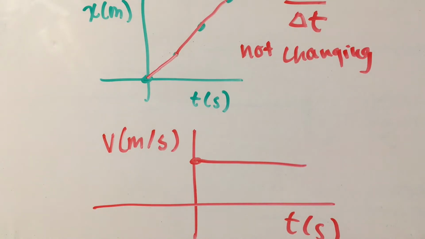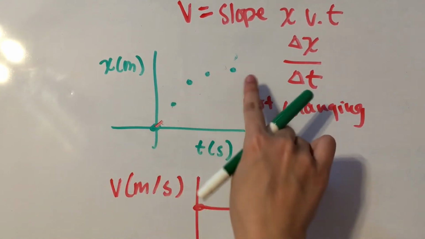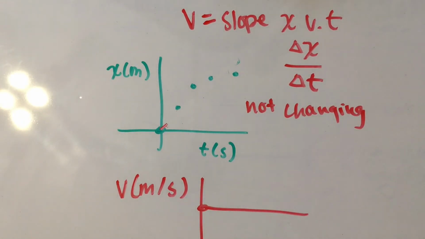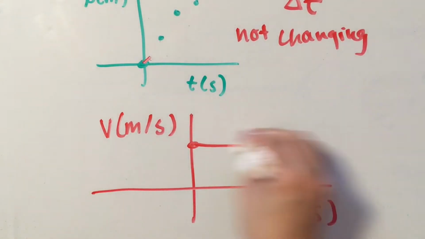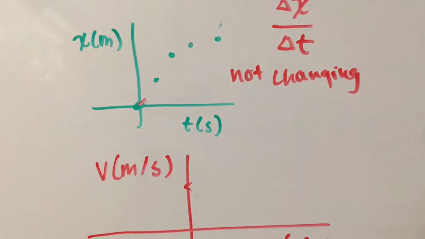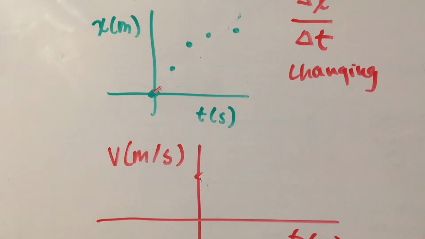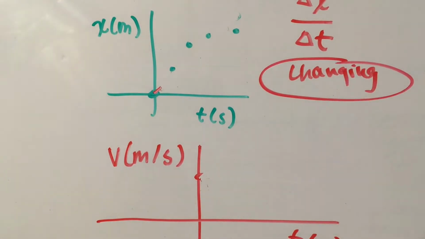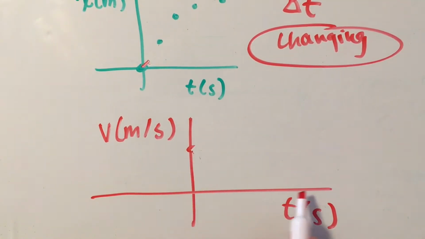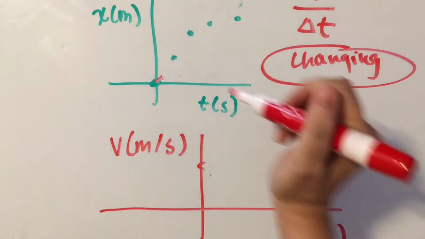But what if the graph of position versus time looked like this? So it's starting off with a positive slope, but it's getting closer to zero gradually. So instead of a straight line, our velocity is changing now. So the slope is changing in our position versus time graph. So since it's changing, our graph of velocity versus time should change too. So here it's positive, but it's getting closer and closer to zero.